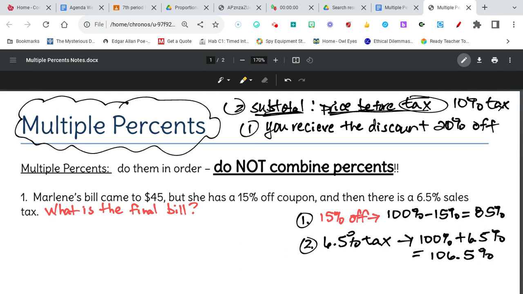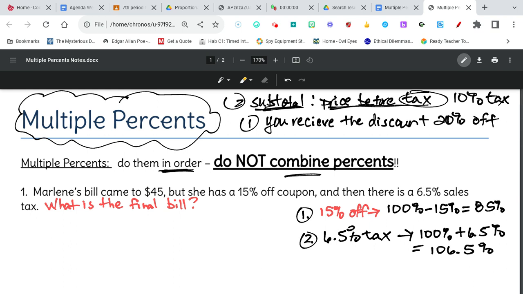Also, other examples, you go to a restaurant and your food ends up being $30, and that's just a subtotal. Then they tax it, but then you also decide that you want to leave a tip. So if you have a $30 balance and they tax it, your bill's going to go up. But then if you add a tip, your bill's going to go up even more. But you just want to make sure that you do these multiple percent problems in order, okay?